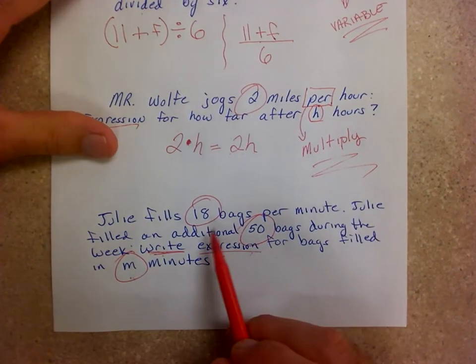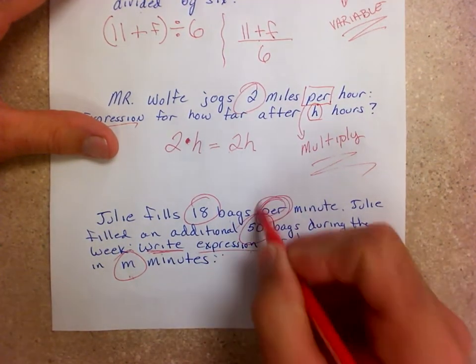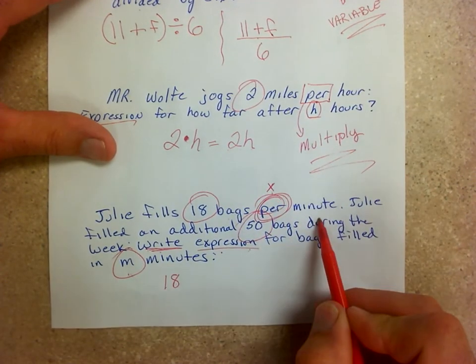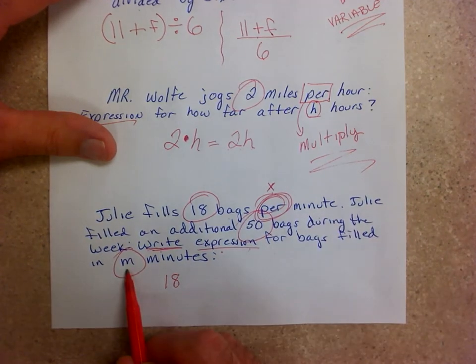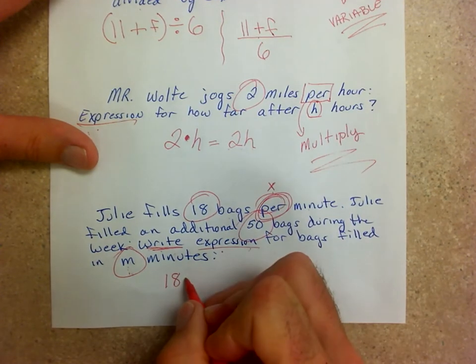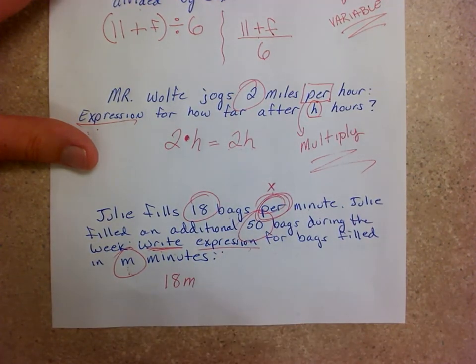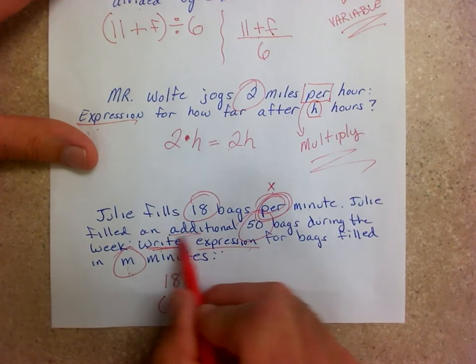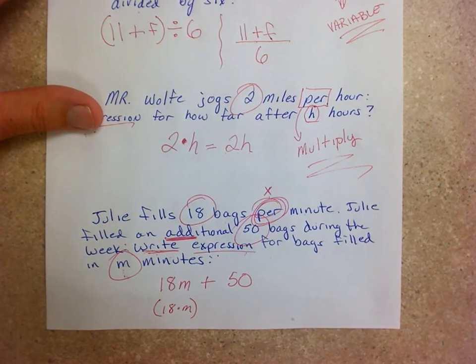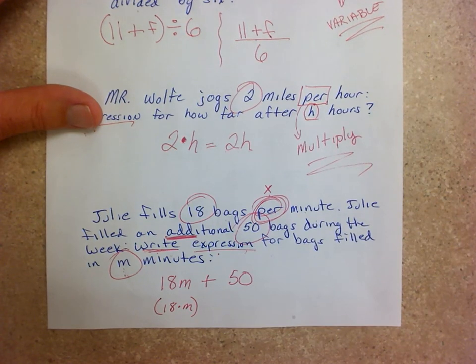All right, so 18 bags. There's one of our context clues, per. So we know that means multiply. So 18 times minutes. How many minutes? M. Okay, we don't know. That's why we're using a variable. We don't know how many minutes she worked. So they want us to use M for that. So 18 times your M. Again, with or without the dot, either of those would be acceptable. Additional 50, add 50. There's our expression. No answer required, no substitution required, no solving required.